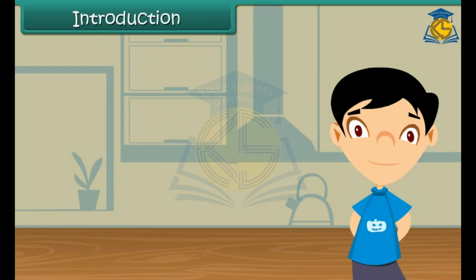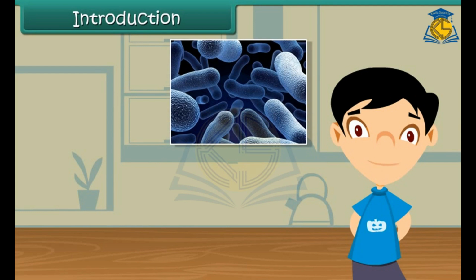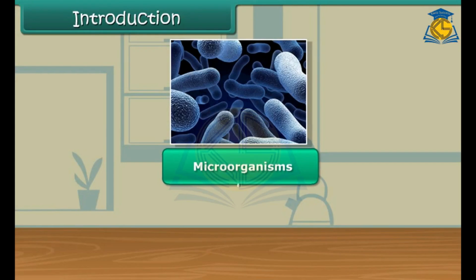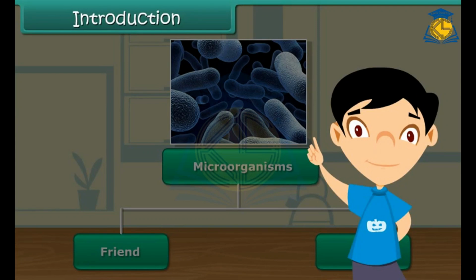Hi friends, as we all know that there are so many microorganisms in our surroundings. They are classified into different groups. Some of them are useful for us and hence called friends, while most are harmful and hence called foe or enemy. So, in this module, we are going to learn more about the friend and foe nature of these microorganisms.